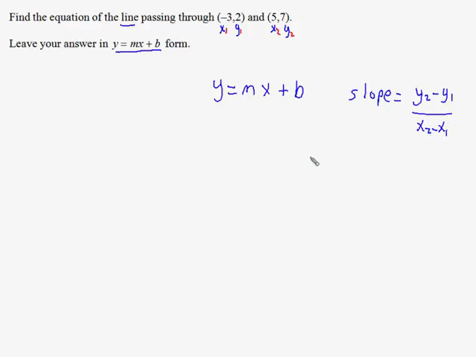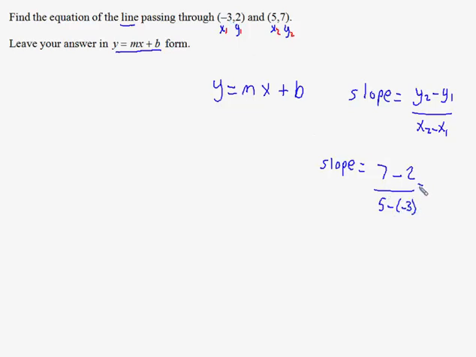So for my problem, the slope would be just substituting y2 is 7 into here, and then we are to subtract y sub 1, which is 2. In my denominator, we have x sub 2 is 5. And we are to subtract whatever x sub 1 is, which happens to be a negative 3. So be careful, there's already a subtract symbol in the slope formula, and then x sub 1 also has a negative, so there are 2 negatives involved, if you will.